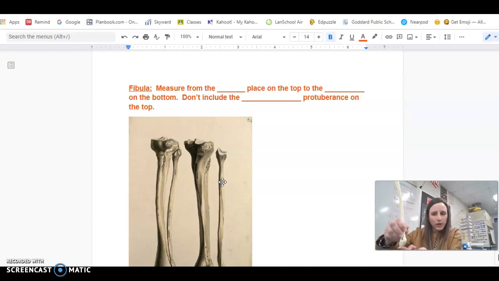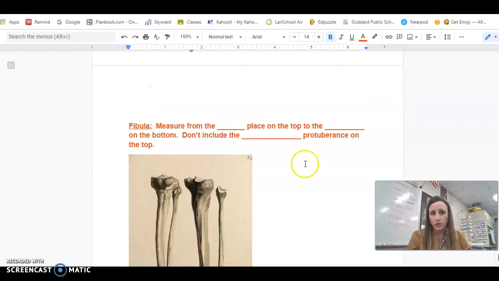There's no great way to measure this. This is kind of a little protuberance here, but there's no other way to really, as long as we all do it the same way, it should be okay. So we're going to go from the flat place on the top to the bump on the bottom. But we're not going to include the protuberance on the top. Okay, so there's a protuberance here on the top, but we're just going to start from the flat place. So don't include the protuberance on the top. Okay, so go back and watch that as many times as you need to.